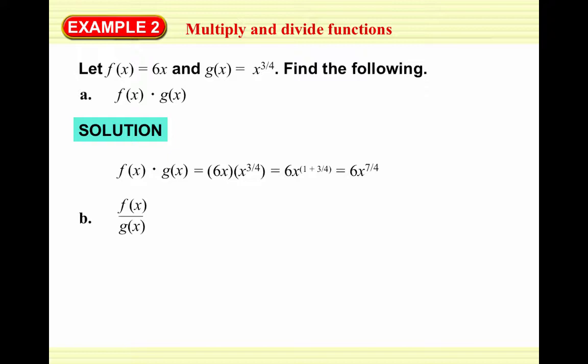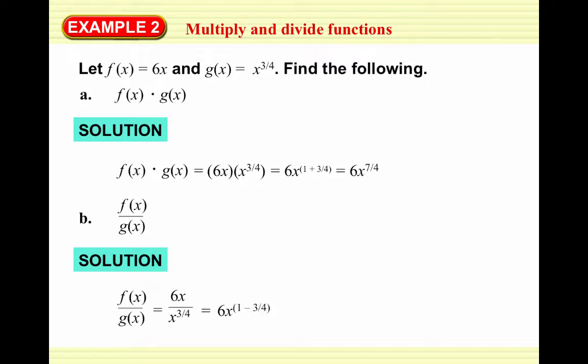F of x over g of x, we just plug in the rules, so we get 6x divided by x to the 3/4. Now we look to see if we can reduce this. We can. We have x to the first over x to the 3/4. They have the same base, so we can simplify by subtracting the exponents. 1 is larger than 3/4, so we'd have 6x to the 1 minus 3/4. Again, 1 is 4/4 minus 3/4 is 1/4, and so we get 6x to the 1/4 power.